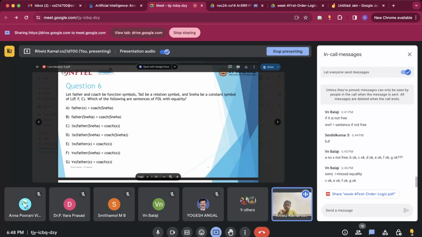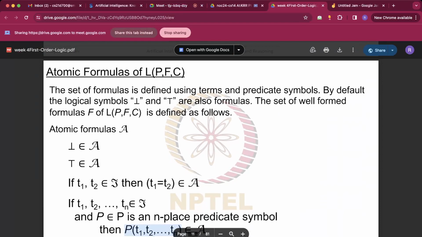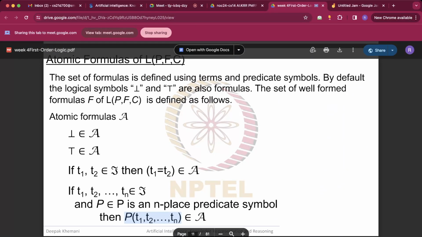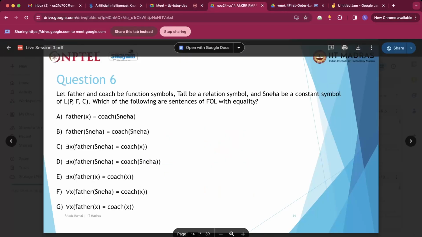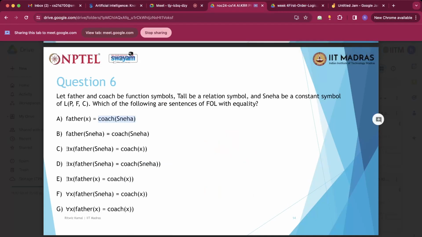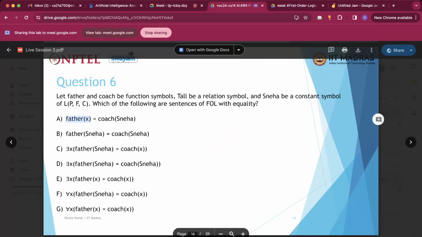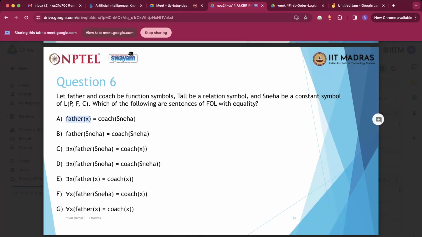Let's look at the options one by one. The first option says father of X equal to coach Sneha. Remember, for it to be a sentence, it has to be a formula, and there have to be no free variables. Go back to the definition of formula, atomic formula and terms. In the definition of an atomic formula, if T1 and T2 are two terms, then T1 equals T2 is also an atomic formula. Now let's go back to the options. Coach Sneha seems to be fine, but father X has a free variable. So without any further thinking, we can say that option A is incorrect.